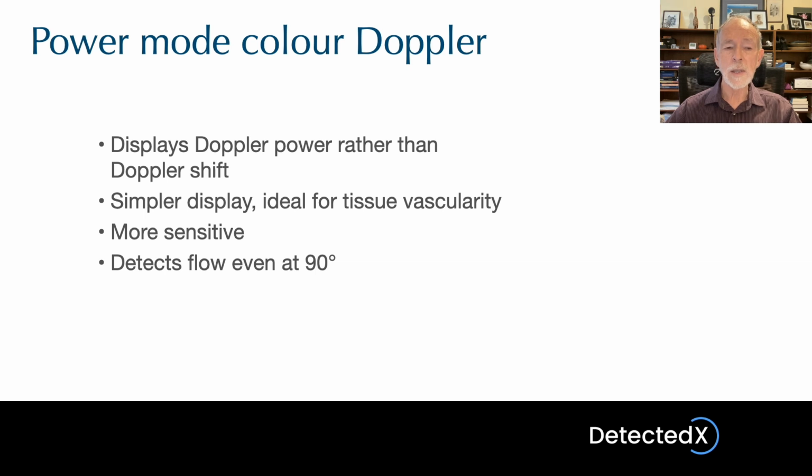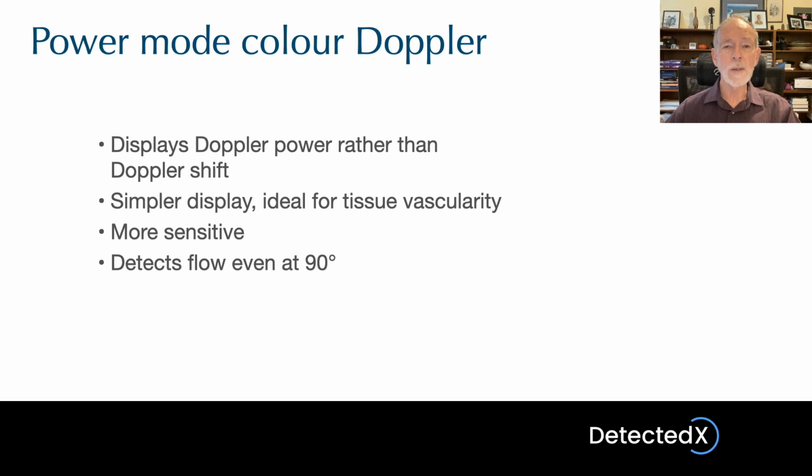Another advantage is that, surprisingly, power mode Colour Doppler will display flow even when the beam is at 90 degrees to the direction of flow. Now, why is this? The mean Doppler shift is indeed 0 when the angle is 90 degrees. This means conventional Colour Doppler won't see that flow. However, there's an artifact. That means there is a Doppler signal present, but it's an artifact signal. Of course, the machine doesn't know this, it simply knows there is Doppler signal, and so it displays it. So thanks to that artifact, power mode Colour Doppler will see flow even when it's at 90 degrees.